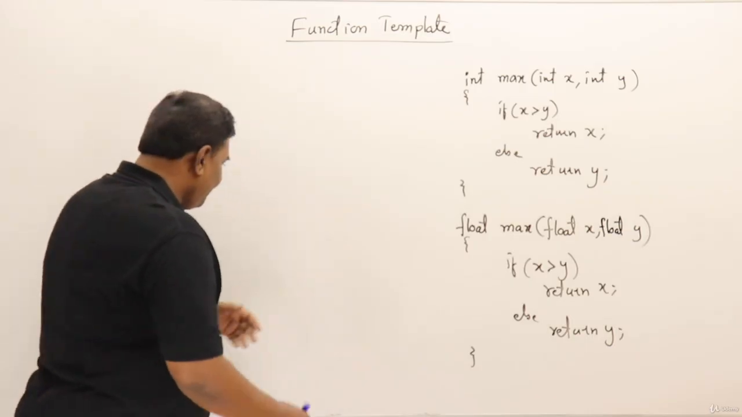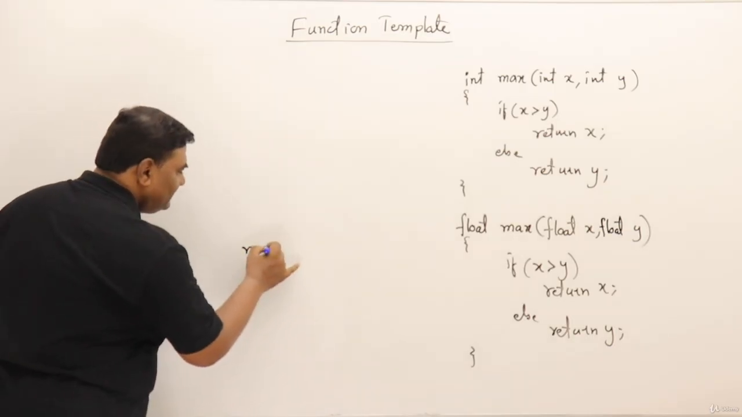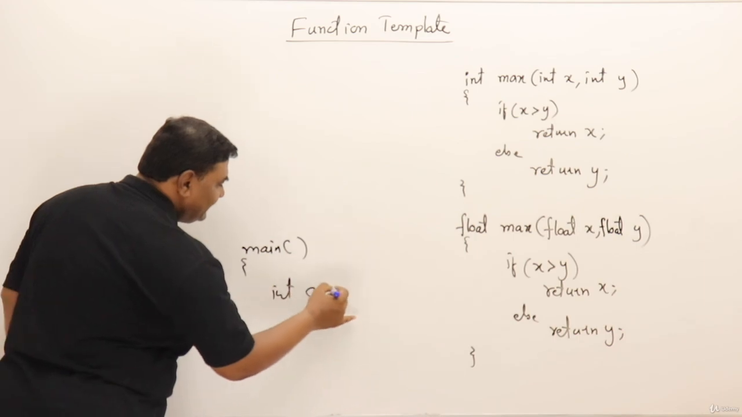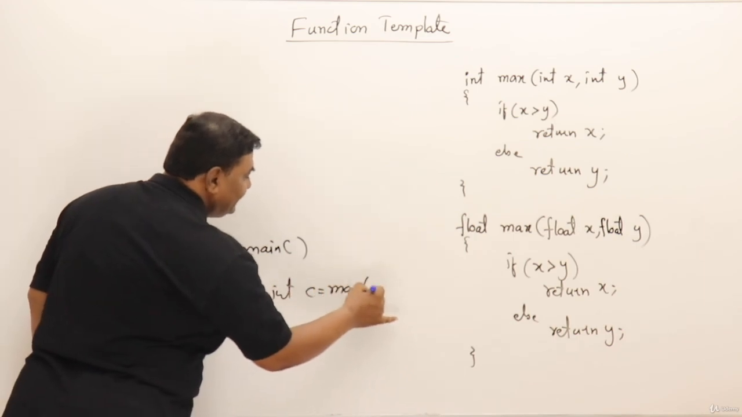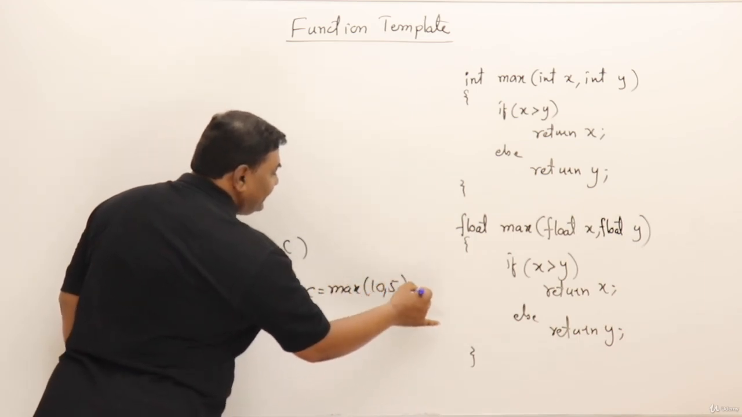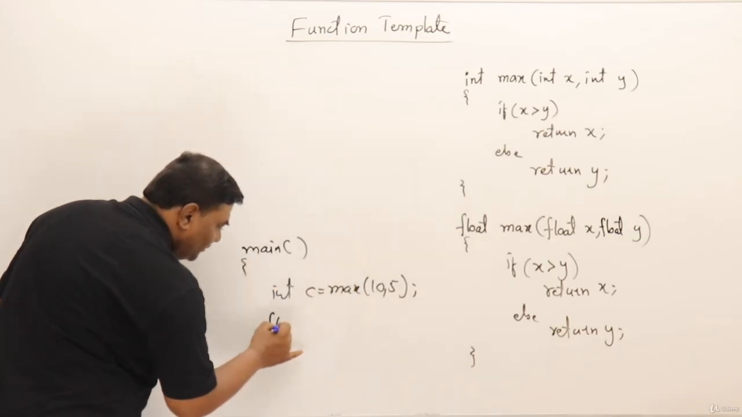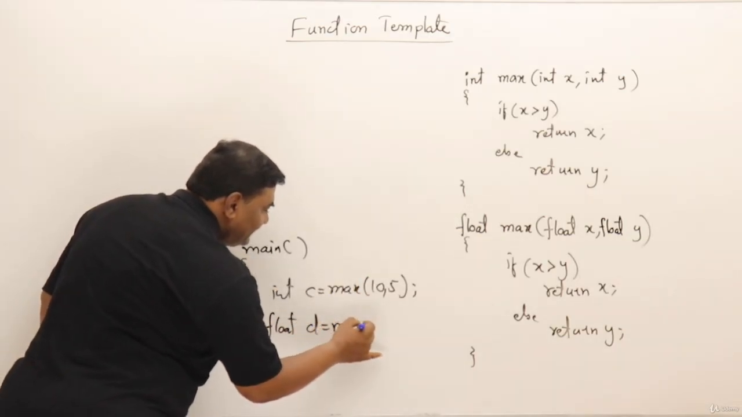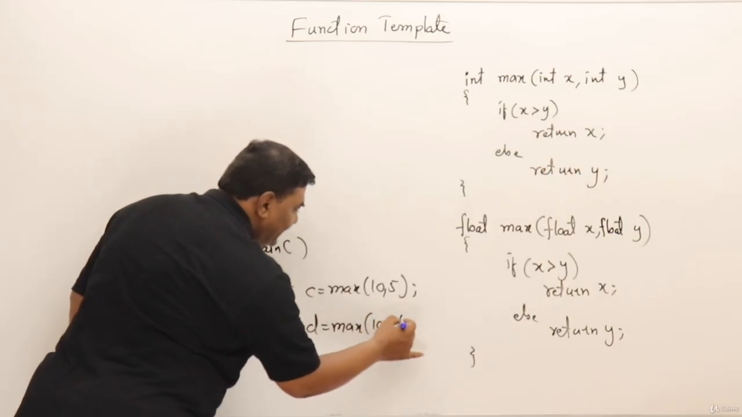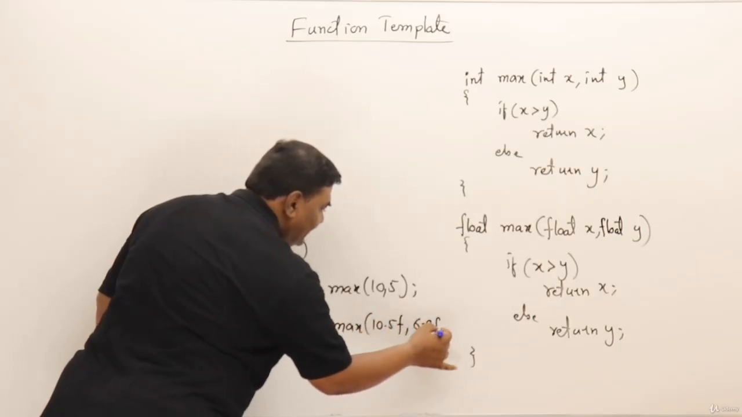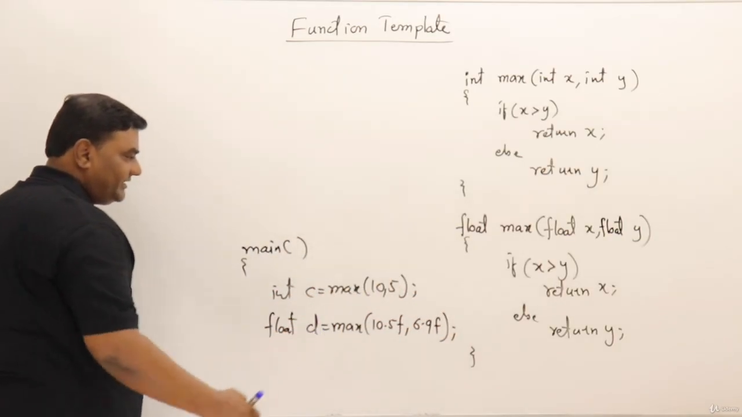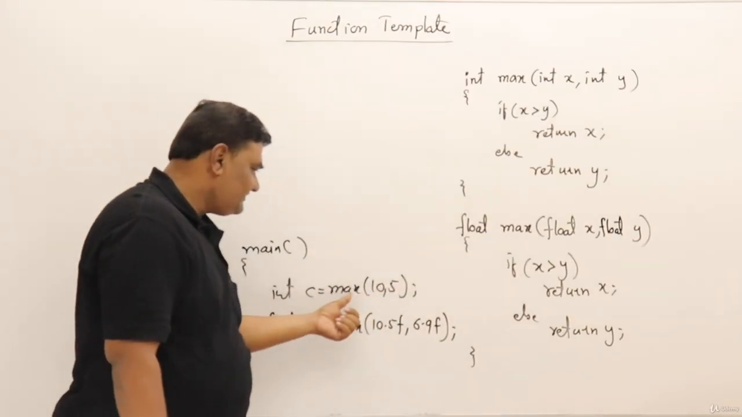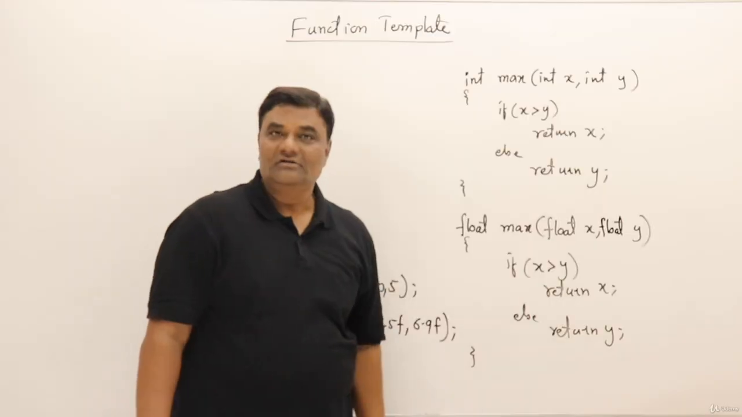So from the main function, if I call integer c assign max of 10 comma 5, then the first function will be called, and float d assign max of 10.5f comma 6.9f, then the second function will be called. Depending on the parameters, these are float values, so this function will be called. These are integer values, so this function will be called.